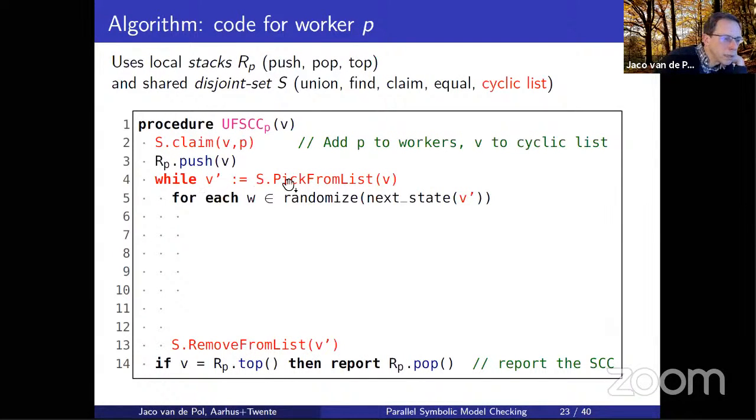So while we can pick an element from this cyclic list, V prime, we continue with this V prime and we do the work that we need to do. So these V primes are all the states that are equivalent to V, because they are in the same cyclic list, which means they are also in the same set in the union set forest. So this is where we need to traverse this union find structure or this subset, and that's where we use the list. We can enumerate them.